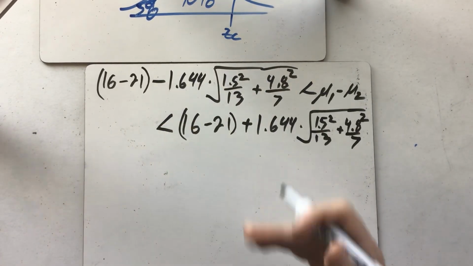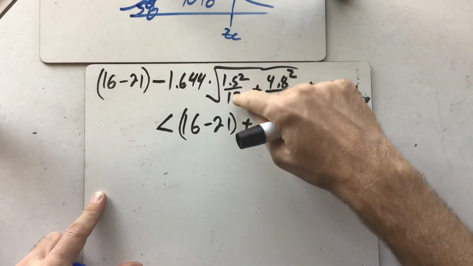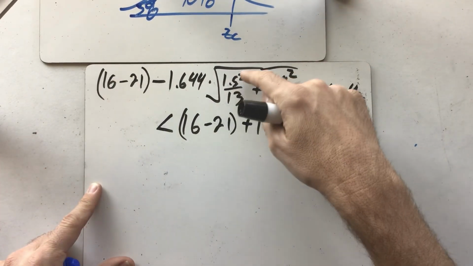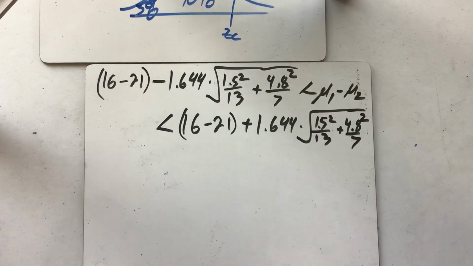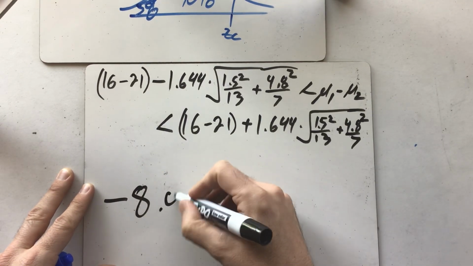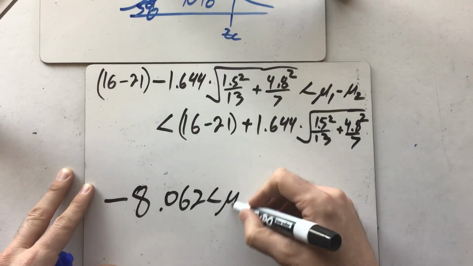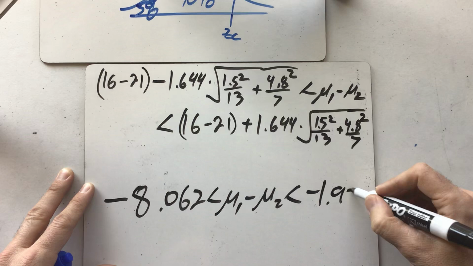And now it's just a matter of calculating on your calculator. It's a challenging calculation. Just be patient. Just do it one piece at a time. So divide, square and divide, then write those numbers out. But if you do it right, and if I did it right, then you get negative 8.062 is less than mu1 minus mu2 is less than negative 1.938.